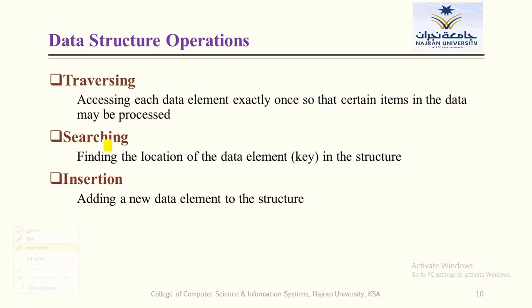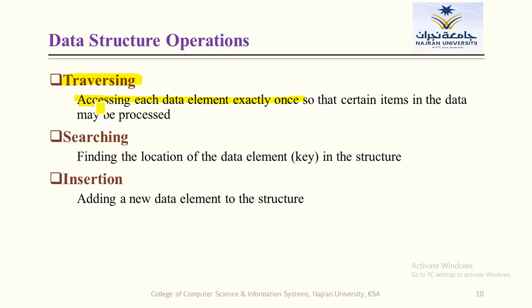Now we have data structure operations. We have some operations that are very important, and you will find them in all data structures. First one is traversing. What does it mean by traversing? That is accessing each data element exactly once, meaning visiting. You have elements in a data structure and you visit one element at a time. This is called traversing in data structure terminology. Accessing each data element exactly once so that certain items in the data may be processed.